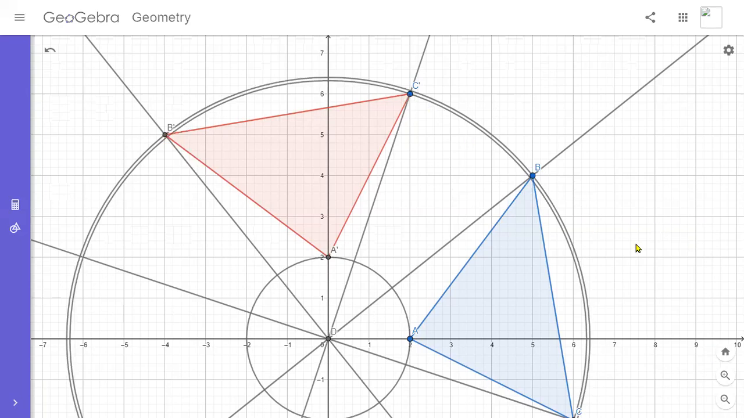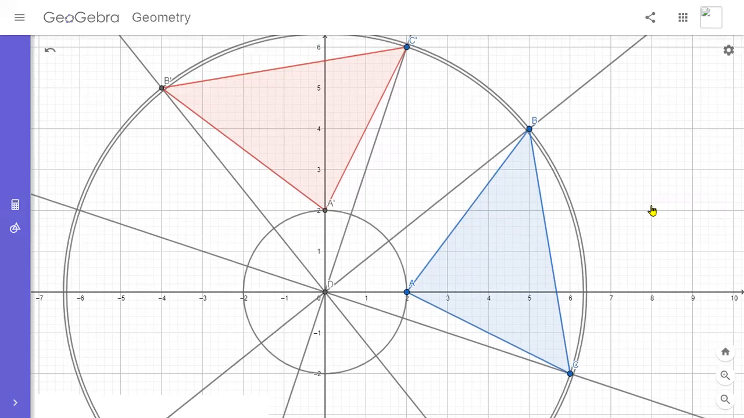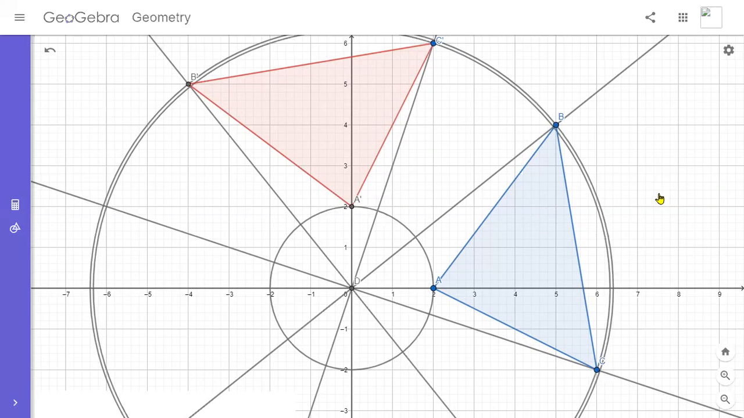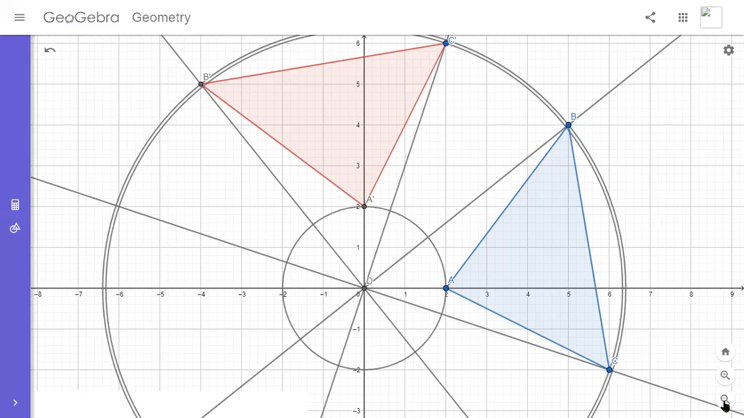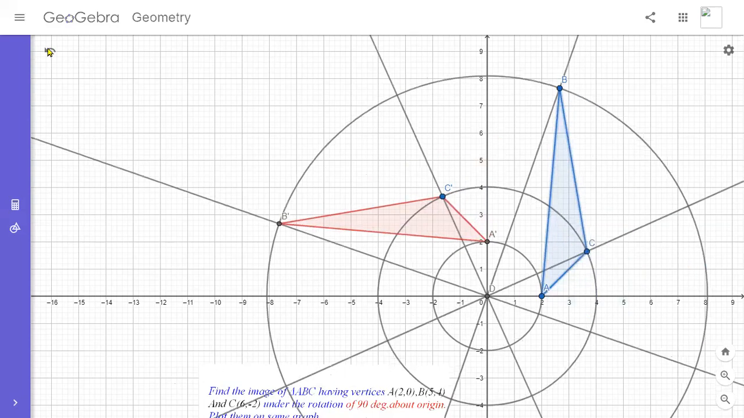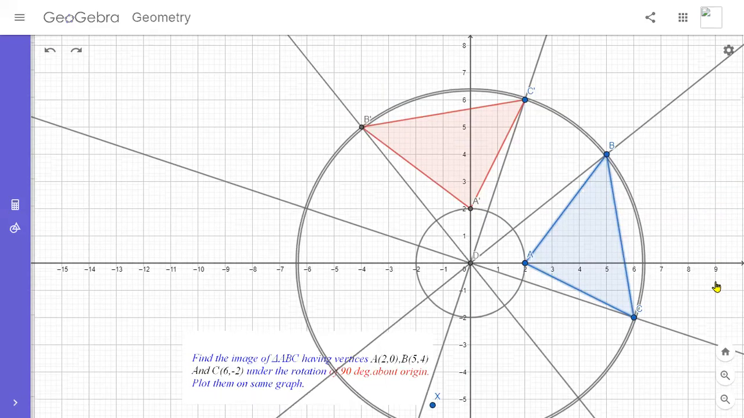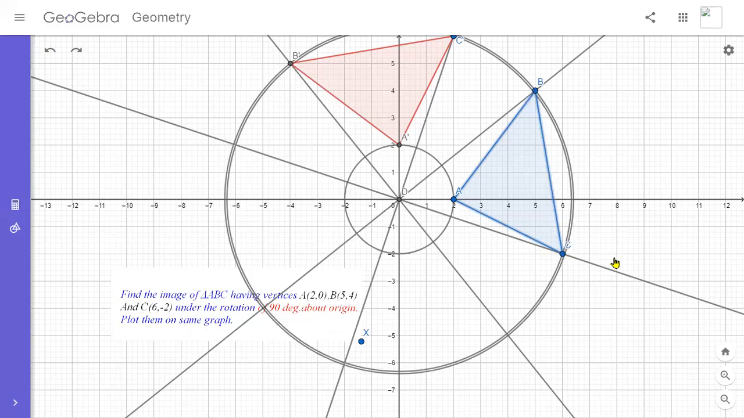Here we have finally rotated this given object in counterclockwise direction by an angle of 90 degree by taking the origin as a center of this rotation. Okay, this is the final answer of this question. Okay, this is the final answer.